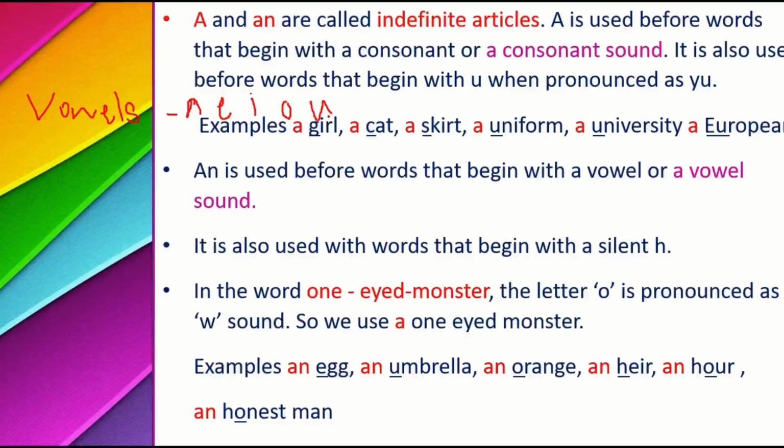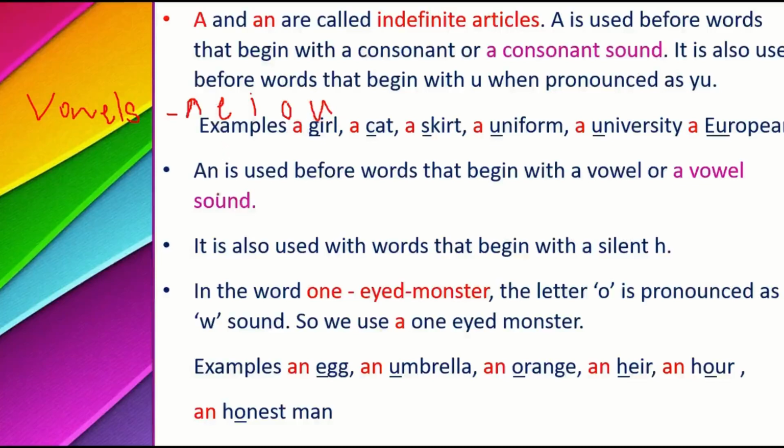So when we say apple, elephant, ice cream or igloo, then orange, umbrella. These are the vowel sounds and the words begin with vowel sounds.